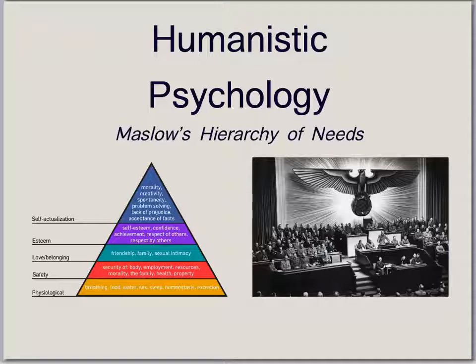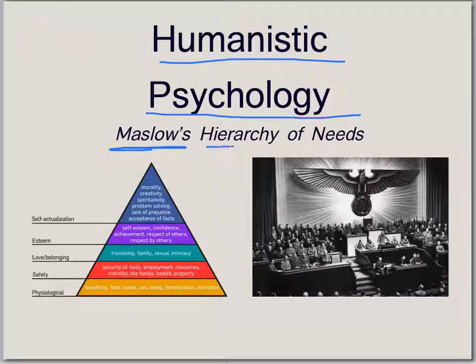Next on our list of important ideas in psychology, we have humanism, or humanistic psychology. Humanistic psychology is pioneered most famously by a man named Abraham Maslow. Maslow lived from 1908 to 1970, and is most famous for his idea of the hierarchy of needs. And Maslow is in opposition to Skinner and behaviorism, and in opposition to Freud and psychoanalysis.